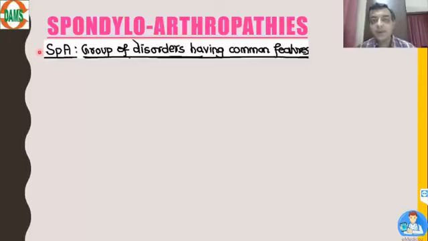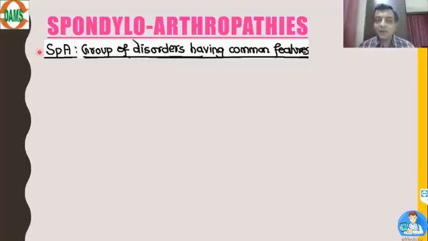So as we know from yesterday's approach, SPAs are a group of disease. SPA is not one. SPAs are a group of disease having common feature. Please recall from yesterday, which are the SPAs? Ankylosing spondylosis, psoriatic arthropathy, IBD associated arthritis, and reactive arthritis. So SPA has got 4 topics.